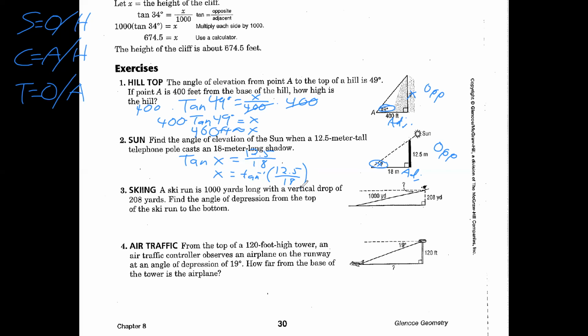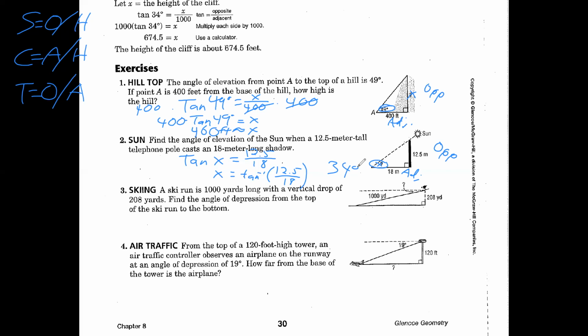Divided by 18. I should hit enter. And now, inverse tangent. Second tangent. That's it. That should be your answer right there. What'd you get? 34 degrees. Oh, 0.7. So round it up.